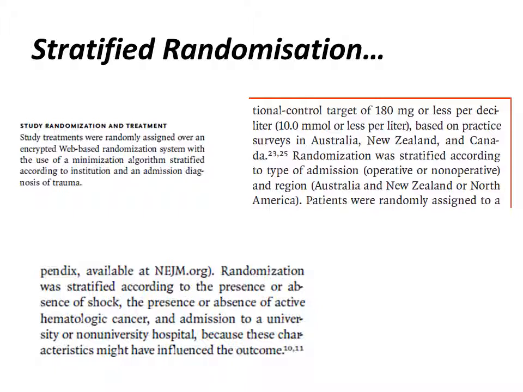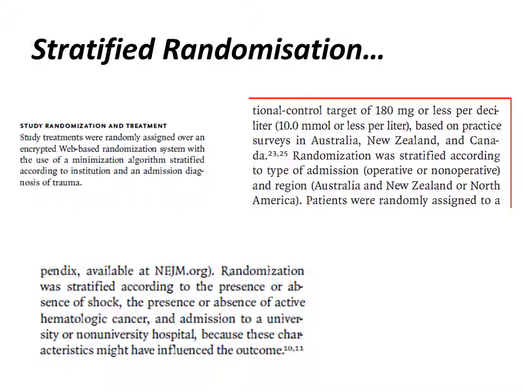And this is, say, for example, in the trial where patients were, this I think is the 6S trial, which was a trial looking at patients with septic shock, and there the patients were stratified according to active hematological malignancy, university versus non-university hospital, because these were the characteristics that were judged to have a potential to influence the outcome. So in other words, these were judged to be the confounders, and the authors made sure that the patients were randomized in such a way that these characteristics were equally distributed between the two groups.